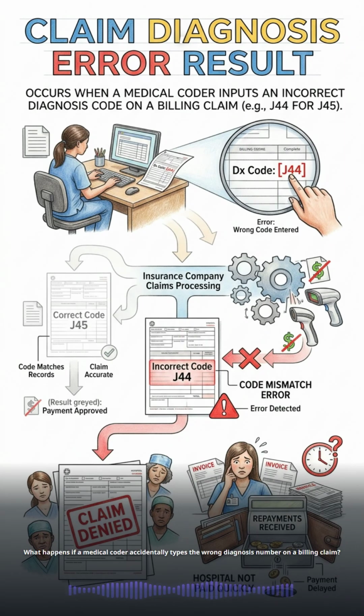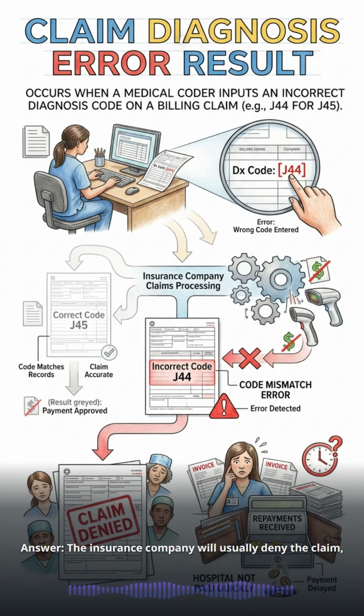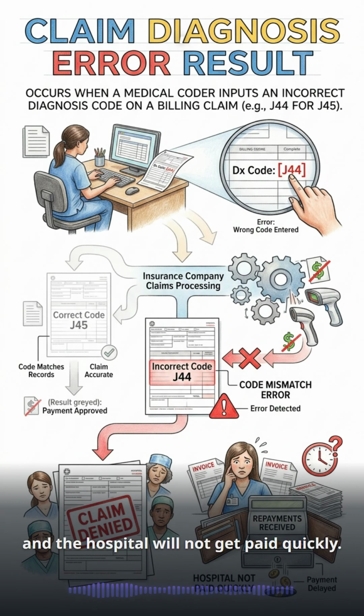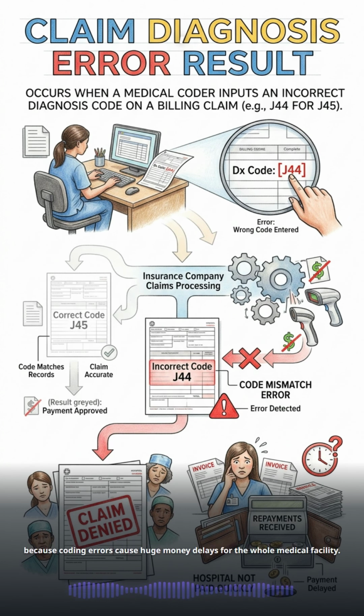44. What happens if a medical coder accidentally types the wrong diagnosis number on a billing claim? The insurance company will usually deny the claim, and the hospital will not get paid quickly. Accuracy is highly important, because coding errors cause huge money delays for the whole medical facility.